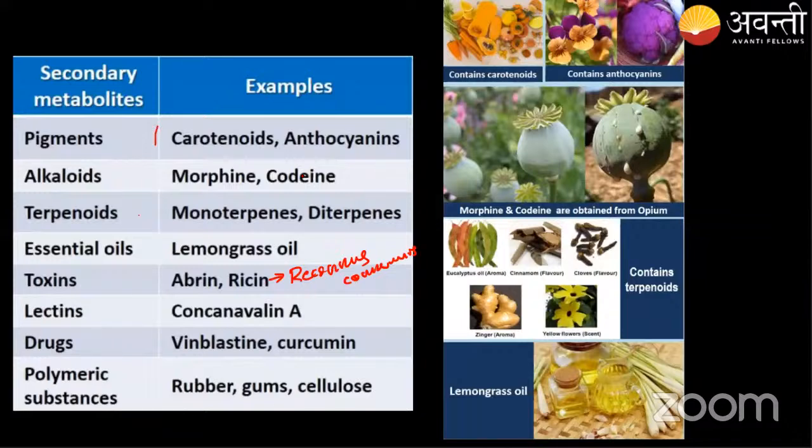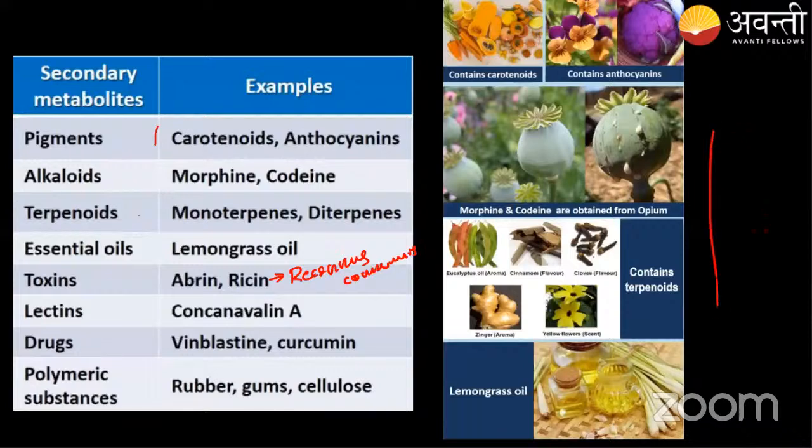What are polymeric substances? Polymeric substances are formed from several monomers. The best examples are rubbers. The rubber we use in different products like earbuds comes from the rubber plant, right? The rubber plant secretes this rubber to stop bleeding.